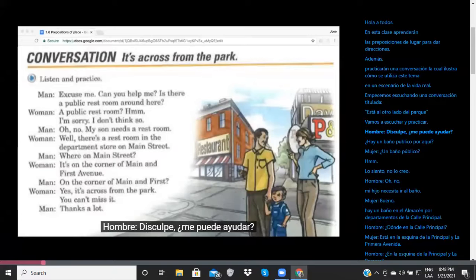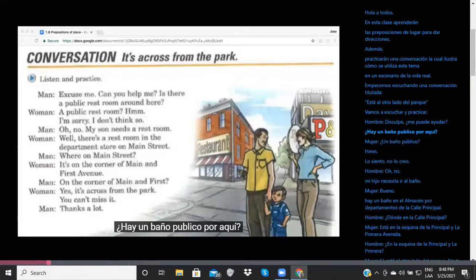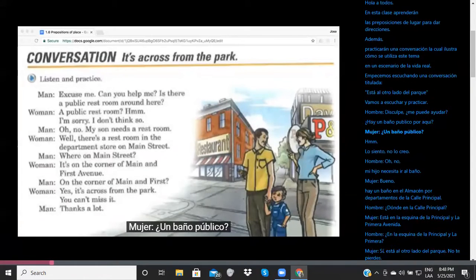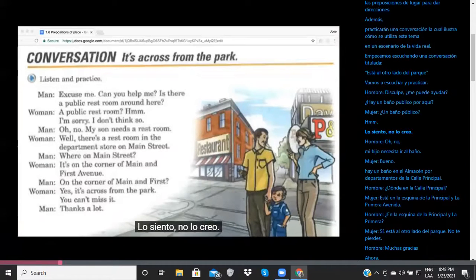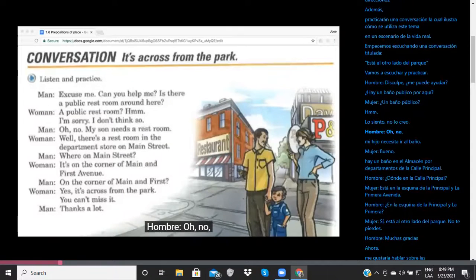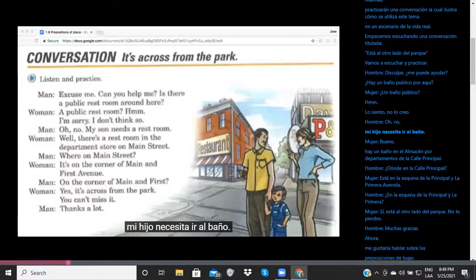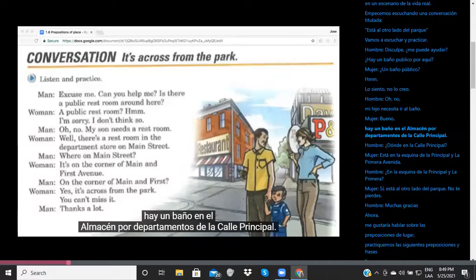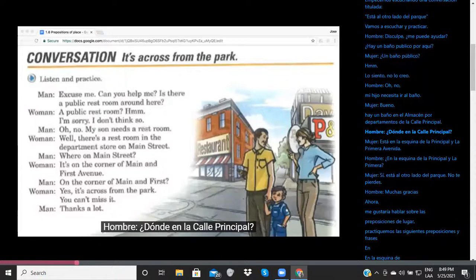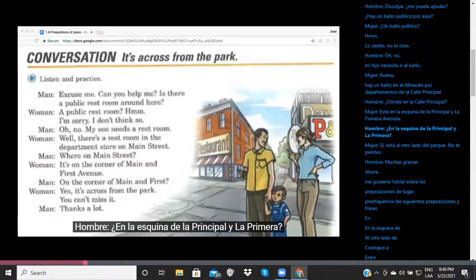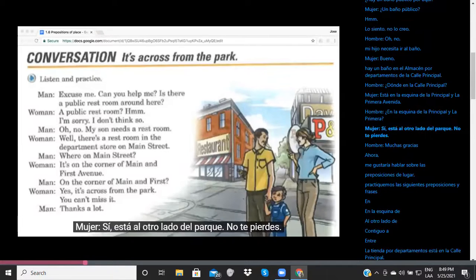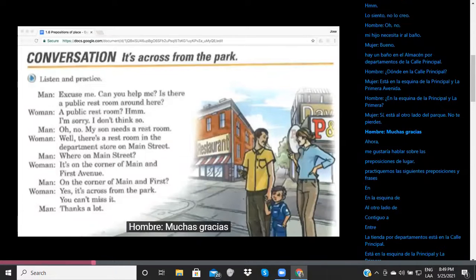Excuse me, can you help me? Is there a public restroom around here? A public restroom? I'm sorry, I don't think so. Oh no, my son needs a restroom. Well, there's a restroom in the department store on Main Street. Where on Main Street? It's on the corner of Main and First Avenue. On the corner of Main and First? Yes, it's across from the park. You can't miss it. Thanks a lot.